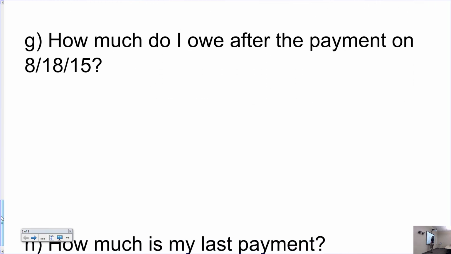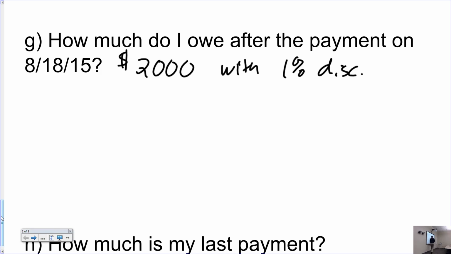Would you divide the 2,000 by 0.99? Yes. Okay. $2,000 with a 1% discount. Again, you still take a partial payment because this is still not paying everything, right? So it's another partial payment at a 1% discount. So divide that by its complement of 0.99. How much did our $2,000 payment help us? 2,020.20.